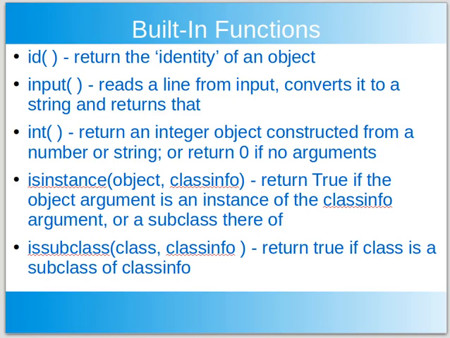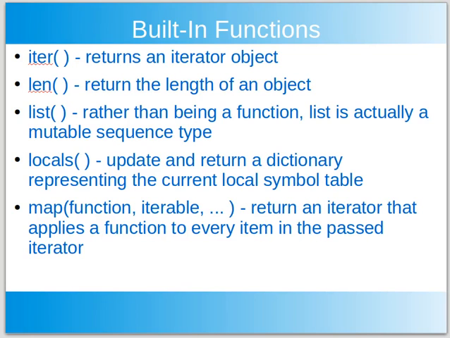Input reads a line from input, converts it to a string, and returns that. Int returns an integer object constructed from a number or string, or returns 0 if no arguments. Isinstance takes an object and classinfo. Returns true if the object argument is an instance of the classinfo argument, or a subclass thereof. Issubclass takes class and classinfo as arguments. Returns true if class is a subclass of classinfo. Iter returns an iterator object. Len, short for length, returns the length of an object.